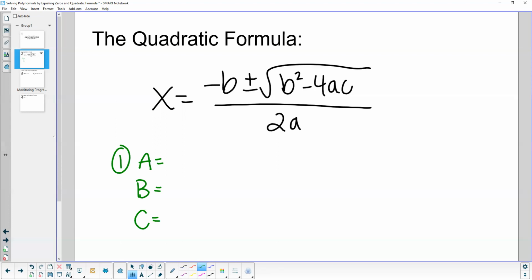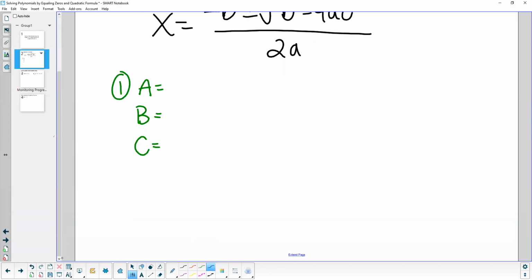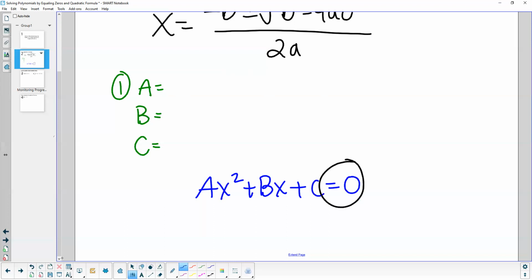So when it comes to deciding what a, b, and c are, you're going to be given a quadratic: ax squared plus bx plus c equals 0. Now, the key thing here is your quadratic has to equal 0 for you to use the quadratic formula correctly. So you want to move everything to one side. If you're missing something, put in a 0.